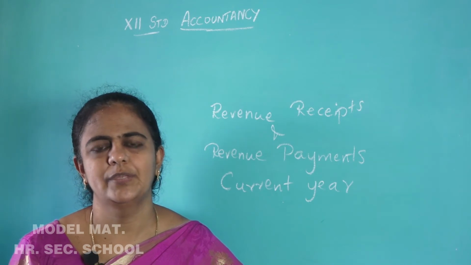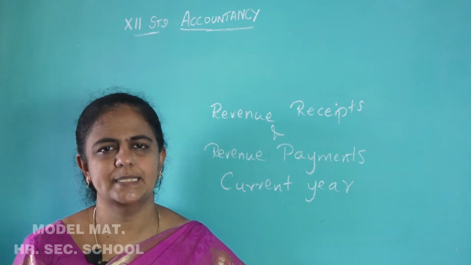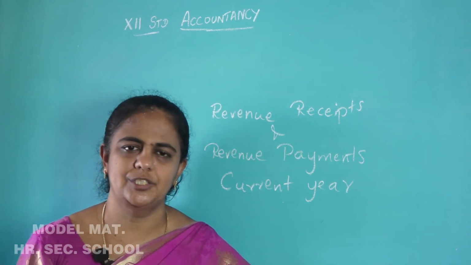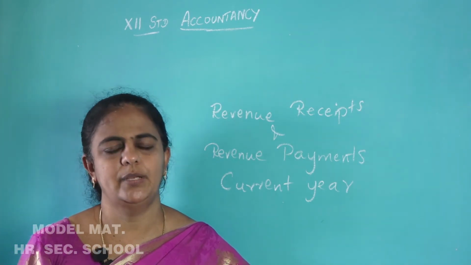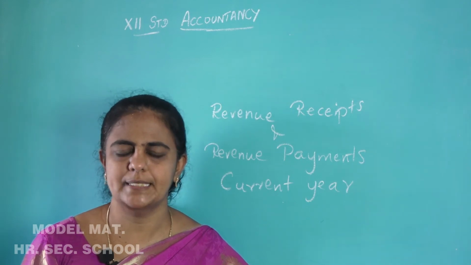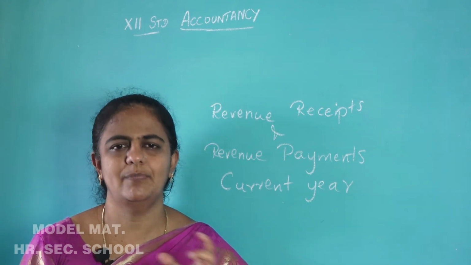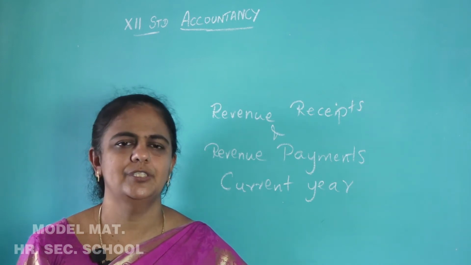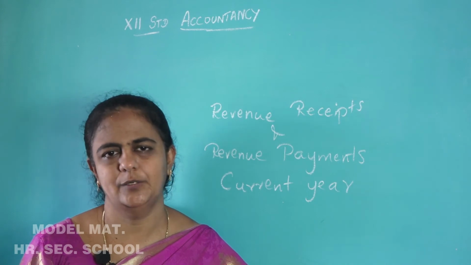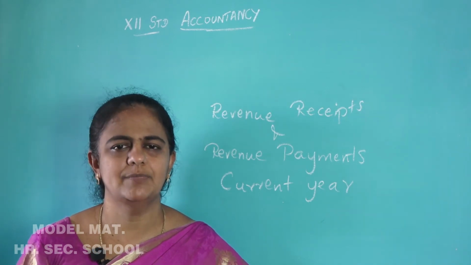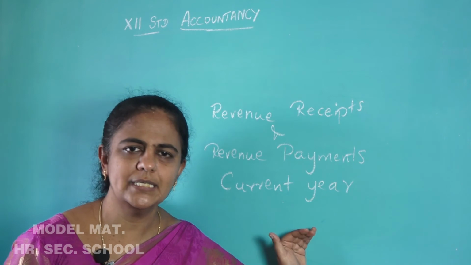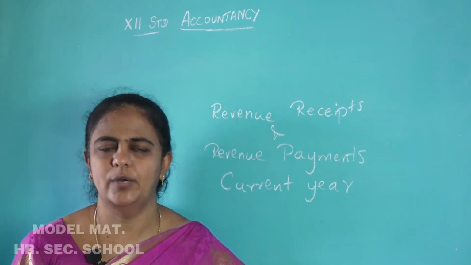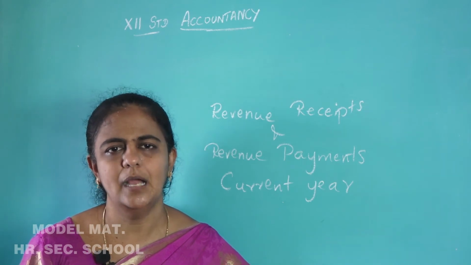Is it clear? First we will see the format, what has to be entered in the income and expenditure account. We will see the format, then we will do the sums, so it will be easy for you to understand. As we are doing the sums, I will explain the items also, which are of revenue nature and which are of capital nature. Revenue nature items alone should be entered in the income and expenditure account, and items of capital nature should be excluded, and shown only in the balance sheet.